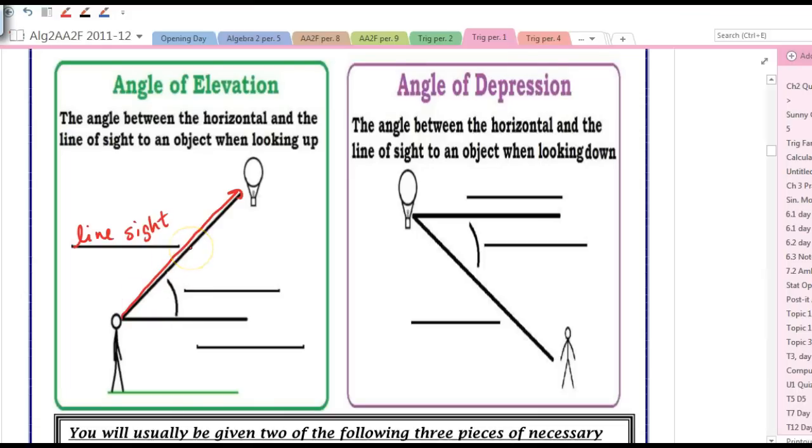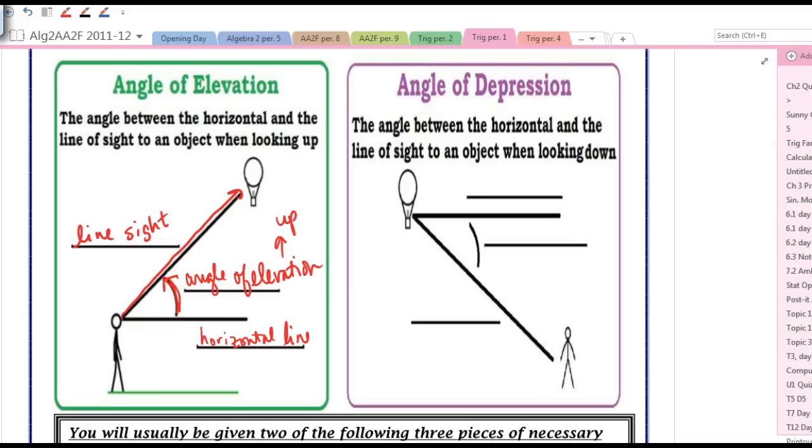So it's the angle between the line of sight and the horizontal line. And this guy here then is called the angle of elevation. Your hint there is that to elevate means really to go up, or to raise something up. So it's from the horizontal up.